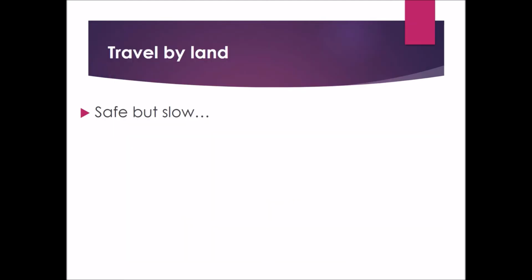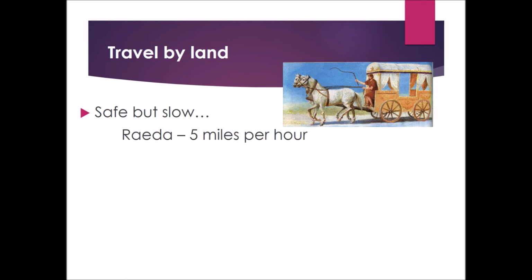Now, unfortunately, the most common way to travel in ancient Rome was to travel by land. It was incredibly slow, but it was the safest means of travel. The Romans, at least until the middle of the Republic, were not great travelers by sea. At most, they had a few boats for river transport and travel. So the most common way would be to travel either walking along the road or in a raeda, a carriage.